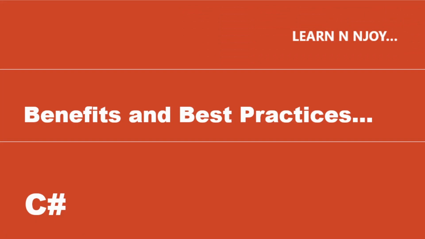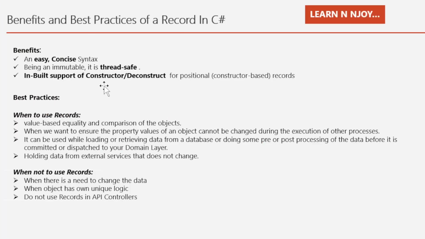Benefits and best practices. So here we are going to discuss the benefits and best practices associated with a record. Benefits. Number 1. It provides an easy and concise syntax. Number 2. Being immutable, it is thread safe. Number 3. It provides inbuilt support of constructor and deconstruct for positional records. Best practices. So here we are going to see when to use records and when not to use records.